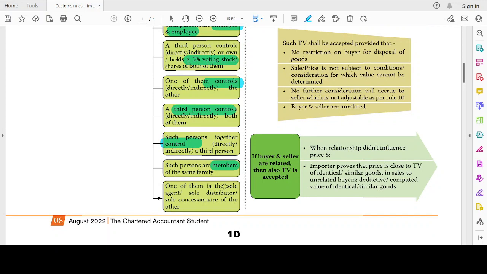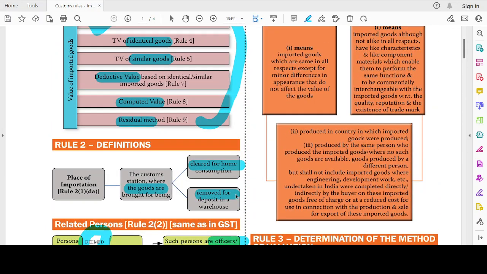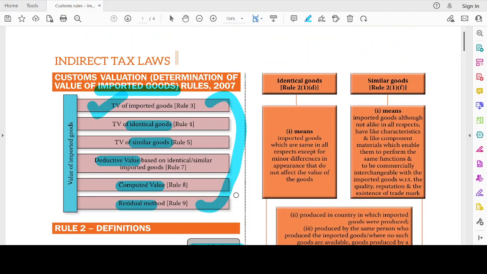One of them is the sole agent, distributor or sole concessionaire of the other, which means principal agent. If I am the only agent of that person, then I am related to that person. All other things are self-explanatory.